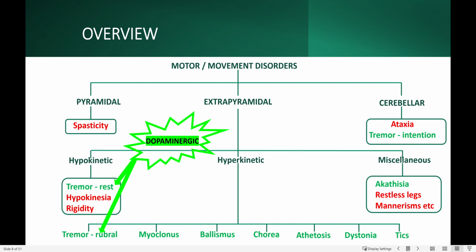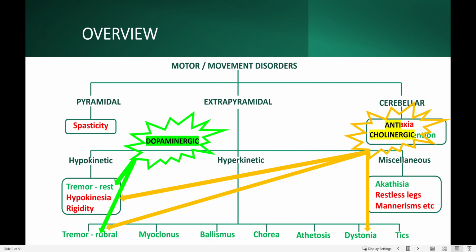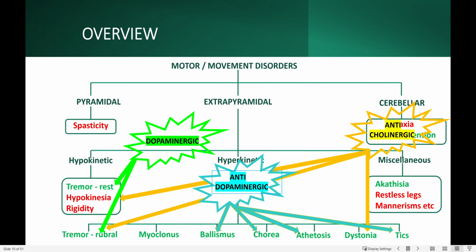It's useful to consider this kind of overview because it also helps determine what kind of medications work. Dopaminergic agents such as levodopa or direct dopamine agonists are effective in the hypokinetic disorders such as Parkinson's disease, but are also useful in the rubral or red nucleus tremors. Anticholinergic medications are also effective in these disorders, but also work in dystonias. And finally, the more pronounced hyperkinetic disorders such as ballismus, chorea, athetosis, as well as tics, respond to antidopaminergic agents because it's considered these disorders are related to excess dopaminergic activity.